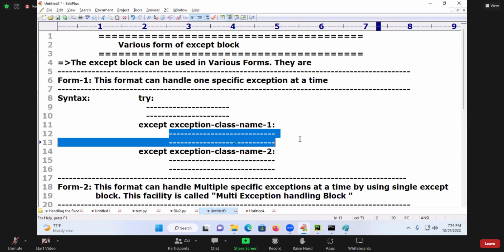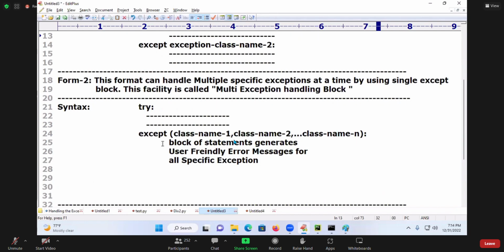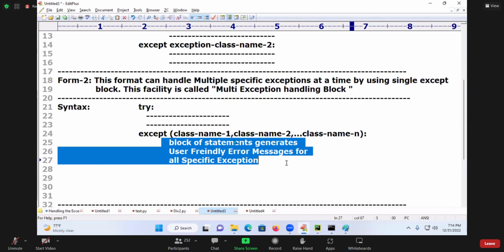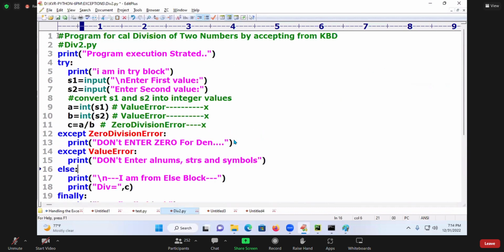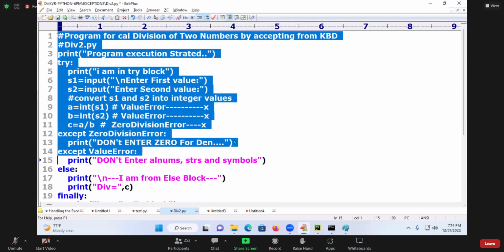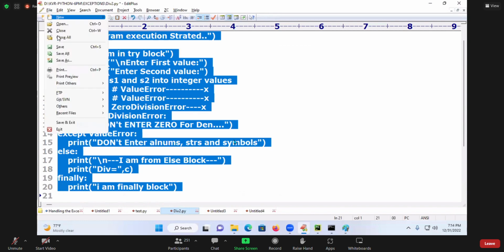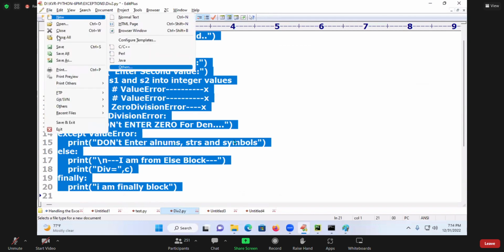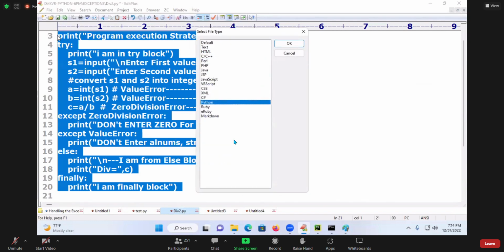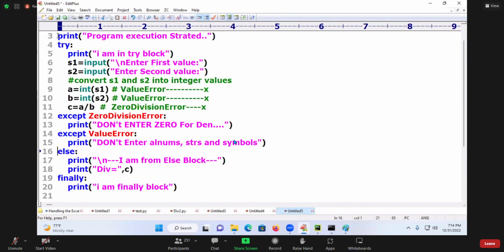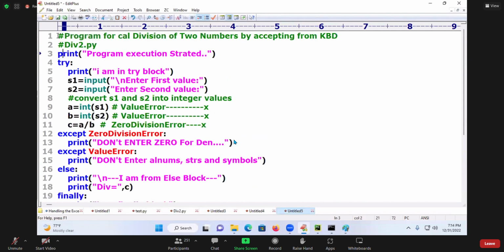If you want one message at a time, go forward with this one. If you want all the exceptions, so that when one exception happens all the messages are printed, you can print this one. If one mistake is done, one message will come at a time. That is already said to you. If you want all the mistake possibilities which are there in my application, I can give you this. Let me go to the example.